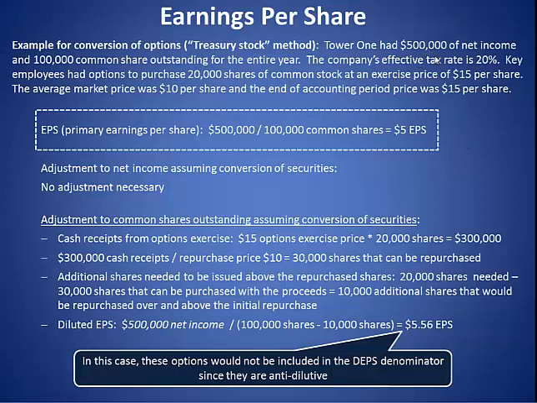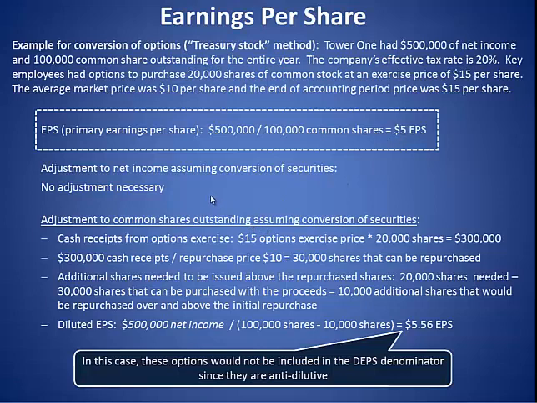Again, Tower 1 had $500,000 of net income, 100,000 shares outstanding, just like the last slide. The company's effective tax rate is 20%. Key employees had options to purchase 20,000 shares at an exercise price of $15 a share. So all that information is the same. But now we have a little bit different information here. The average market price during the accounting period was $10 a share, and the end of the accounting period price was $15 a share. So again, if we do our basic earnings per share calculation, it would be the $500,000 divided by 100,000 common shares equals $5 earnings per share.